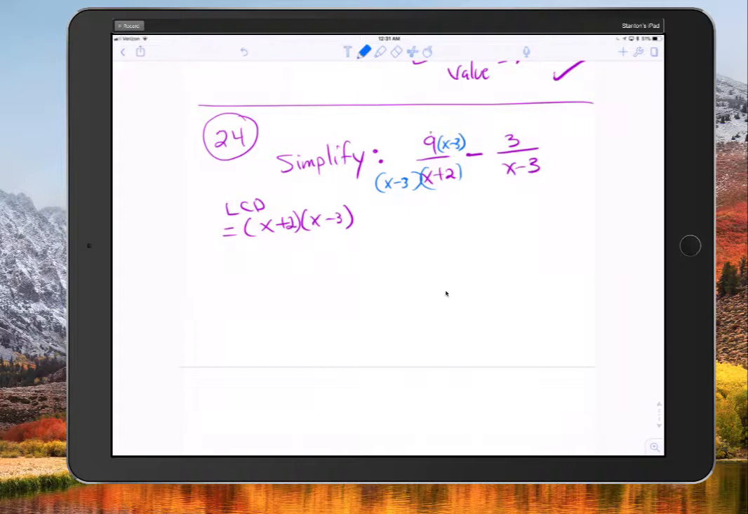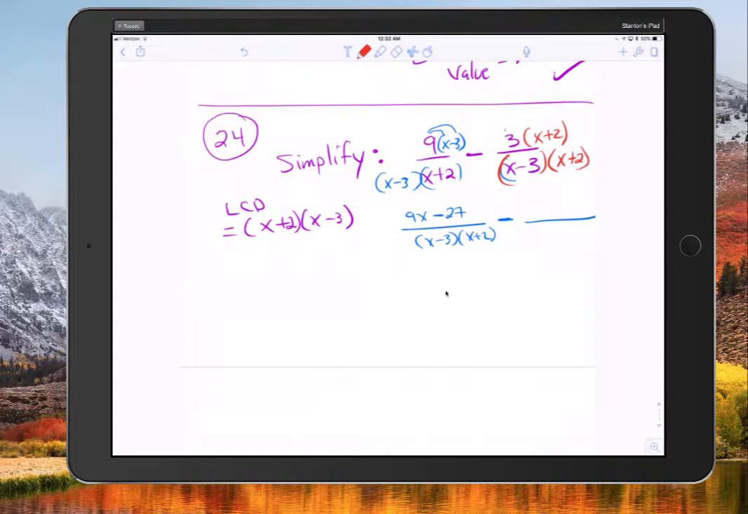So distributing 9 times x is 9x, and then 9 times negative 3 is negative 27, and that's over x minus 3, x plus 2. We have minus. All right, and then the second fraction has the x minus 3, so it needs to be multiplied by x plus 2 on the top and bottom.